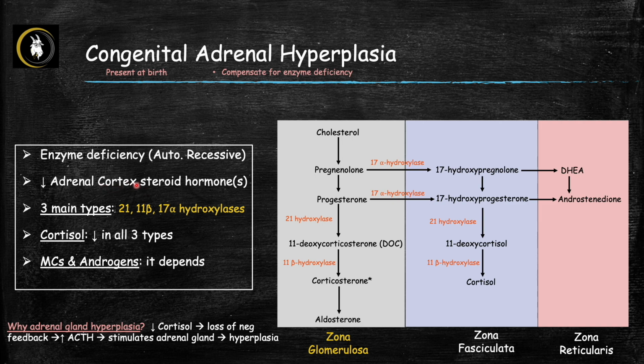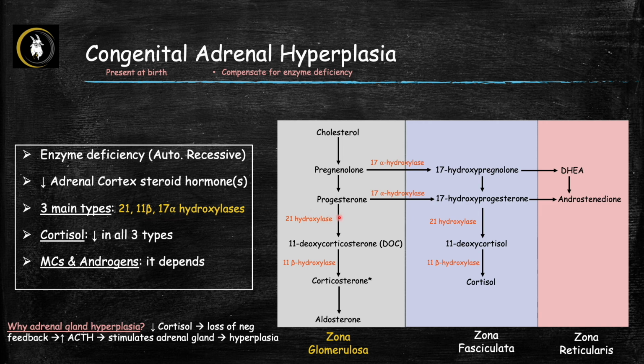And in response to that, the adrenal cortex is going to compensate. There's going to be more ACTH because there's less cortisol, and this is going to lead to enlargement of the adrenal gland. And this is why this is known as congenital adrenal hyperplasia. So congenital because it's present at birth, and adrenal hyperplasia because the gland is enlarging to compensate for the enzyme deficiency. And there are three main types of congenital adrenal hyperplasia depending on which enzyme is missing.